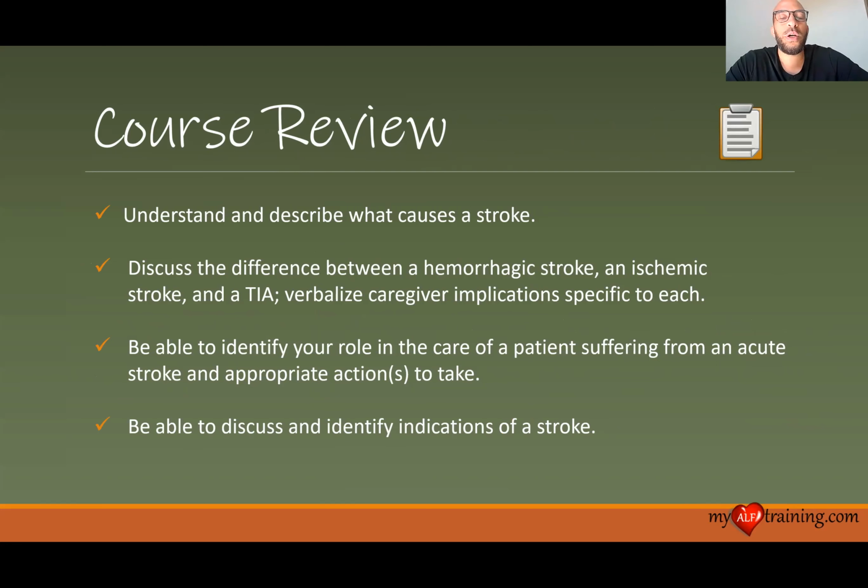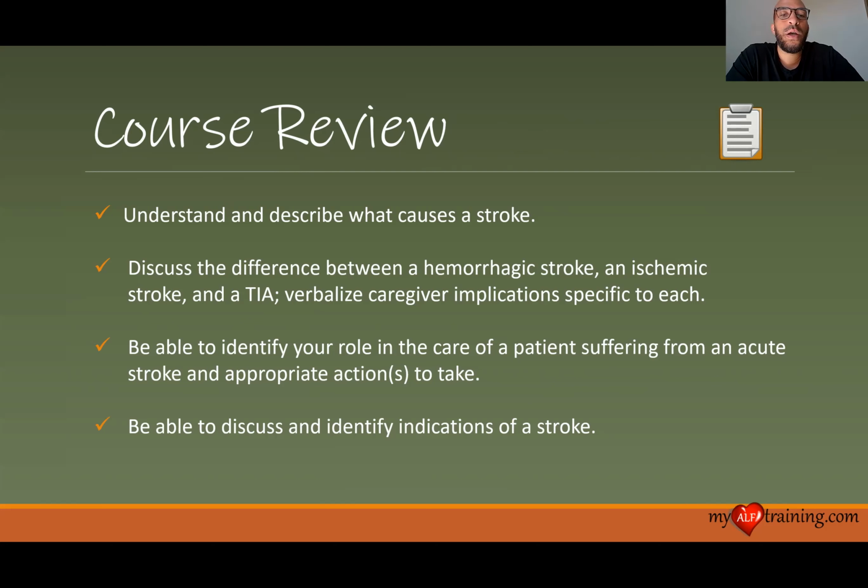So, course review, we should have everything checked off. Understand and describe what causes a stroke. Well, we know what causes a stroke. We know that it's caused by either a blood vessel becoming blocked by a blood clot, or that it's caused by a blood vessel completely hemorrhaging. And we know what a TIA is. We know the difference a TIA has from an ischemic stroke, and we know the difference between those two and a hemorrhagic stroke.